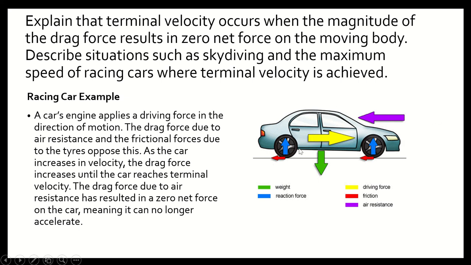Very much the same thing happens. As the car accelerates, it gets faster, and as it gets faster, the drag force opposing it gets larger because of speed. It keeps accelerating, and eventually it will reach a point where the driving force from the engine is equal and opposite to the force due to air resistance, and at that point the net force on the car will be zero, and hence it can no longer accelerate and can't increase in speed, and therefore it will have reached its terminal velocity.